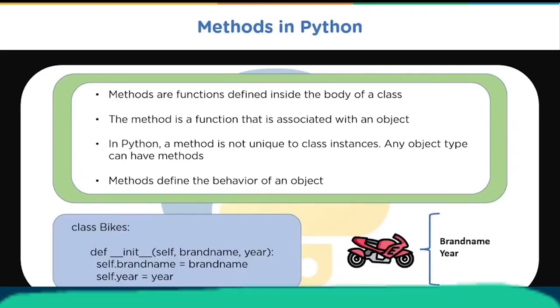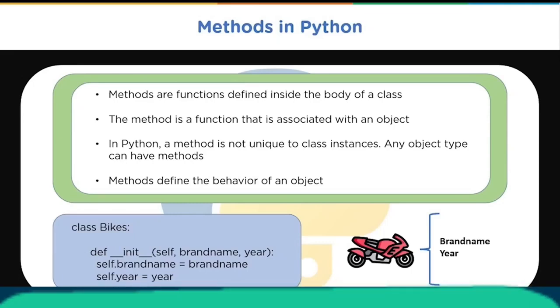Now, what are methods in Python? Methods are functions defined inside the body of a class, right? So basically, methods are something which you perform on the attributes of a class. A method is a function that is associated with an object. So you create an object of a class, and on that object, you can execute those functions.